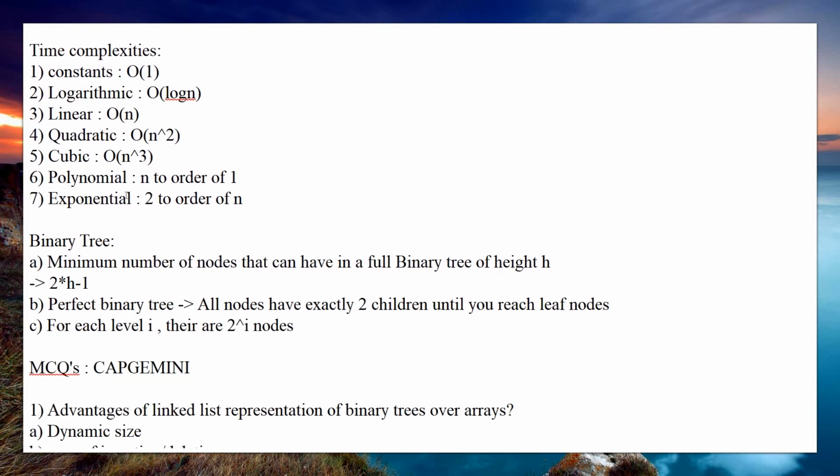For the time complexities, if there are constants in the code, the time complexity of that will be big O of 1. Next thing is logarithmic function. If there is any logarithmic function, then the time complexity will be big O of log n. For linear, it is big O of n. For quadratic, it is big O of n square or n raised to 2. And for cubic, it is big O of n raised to 3. You can call these time complexities, or you can call them asymptotic notations.